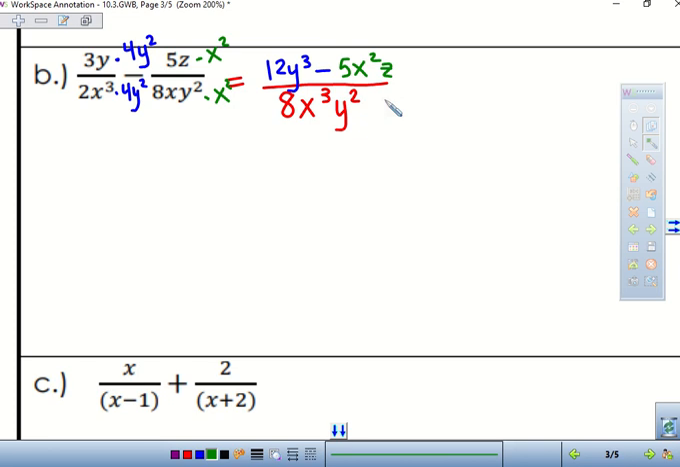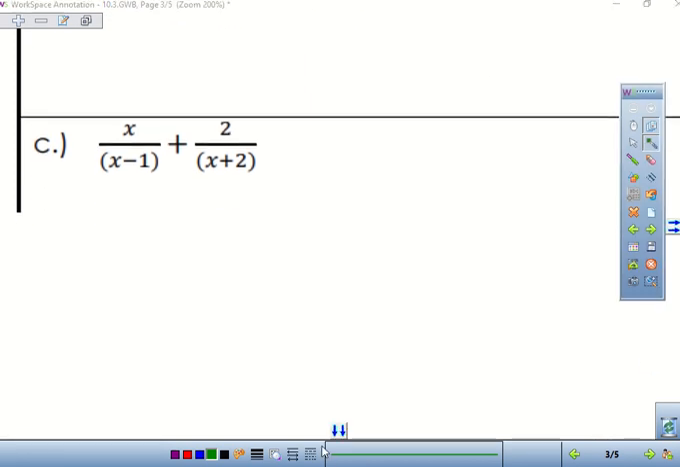Yes? I have a question, like, how do you get to the denominator? Like, what's the rest of it? You find the smallest number they both divide into. So 8 would be the smallest number that both 2 and 8 go into evenly. Okay. And then as for the variables, whichever one has the higher power on that variable is what you make the common denominator. Okay. Any other questions? Okay.